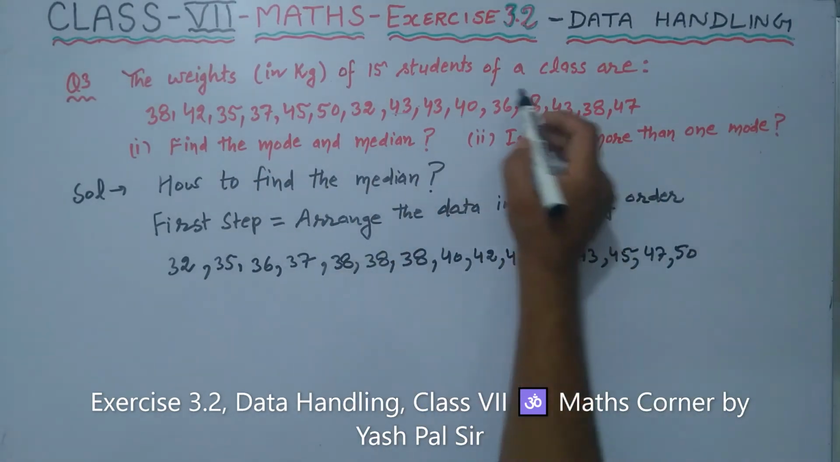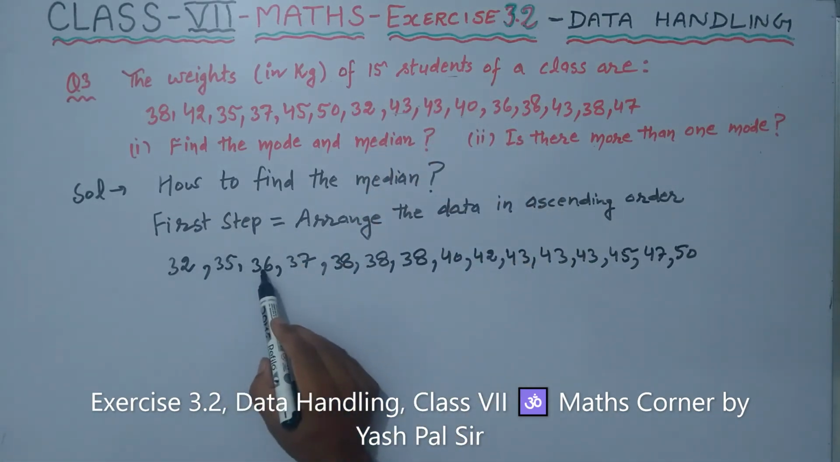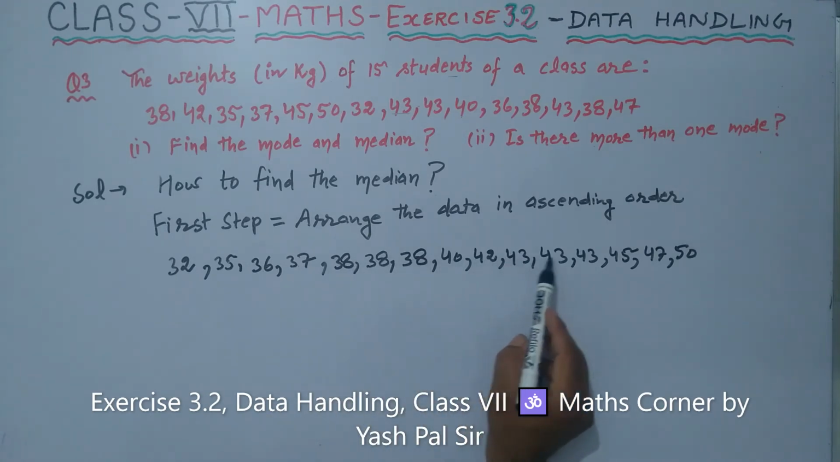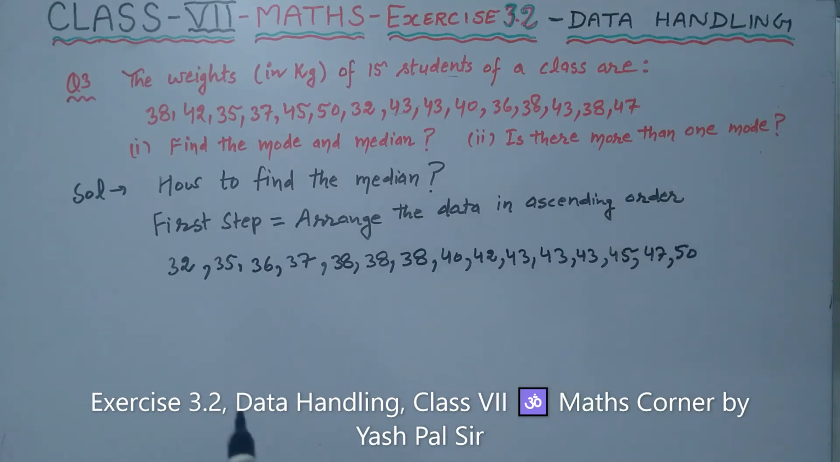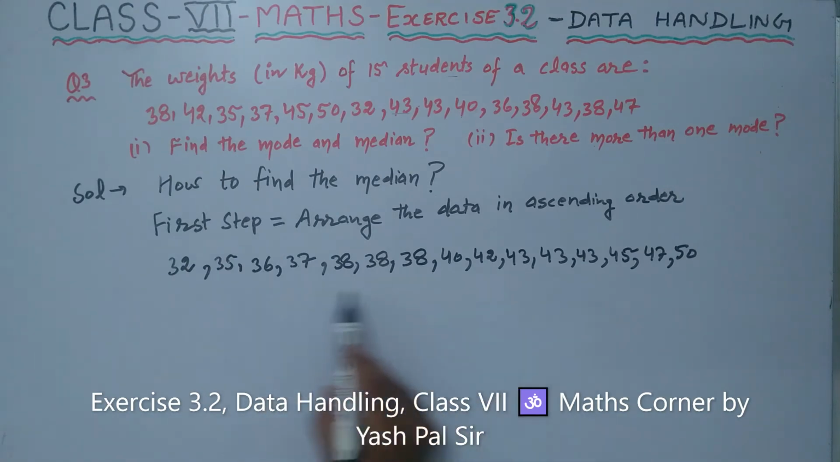Let us count how many students should be there. 15 students. 1, 2, 3, 4, 5, 6, 7, 8, 9, 10, 11, 12, 13, 14, 15. Okay, we have written all the students. The weights of all the students in kilograms are written in ascending order.